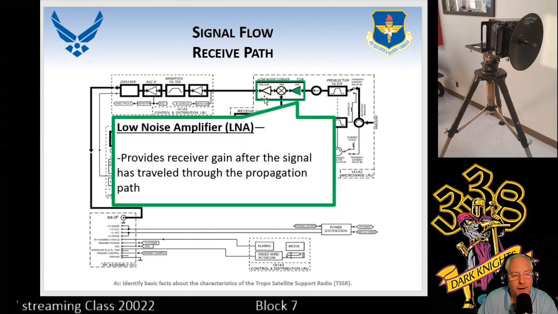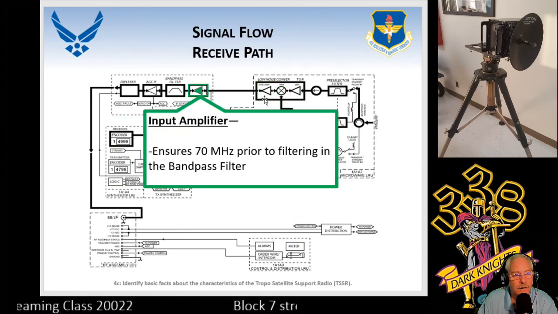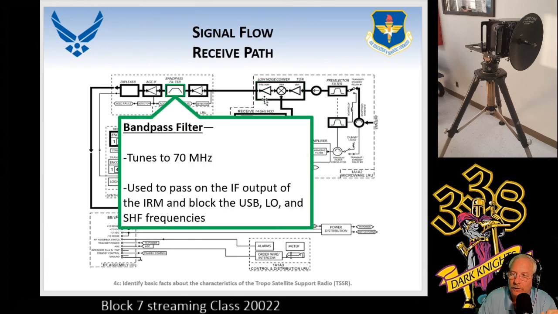So we're going to amplify it and bring it into another input amplifier because it's been so weak. We want to get it up to a level of amplification where noise again is not a factor. And then we're going to go through this bandpass filter. Now the bandpass filter is 70 megahertz. This one is centered on 70 megahertz. It can go 10 megahertz below or 10 megahertz above, which gives us a bandpass of 60 to 80 megahertz.